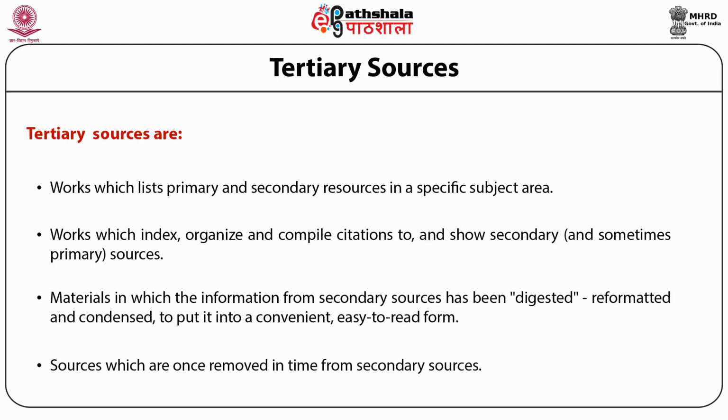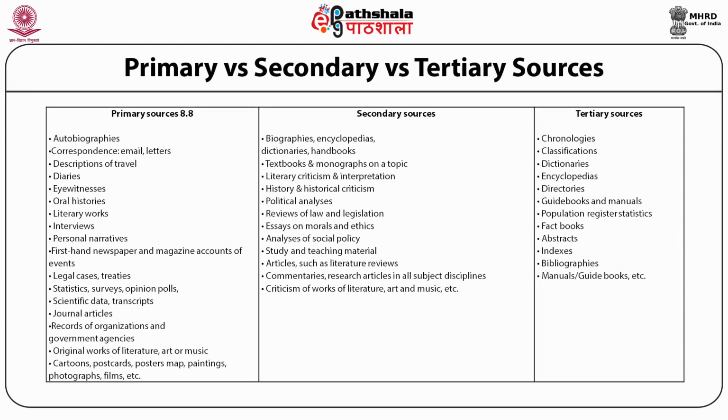Examples of tertiary sources include dictionaries and encyclopedias, indexing and abstracting services, annual reviews, directories, guides to literature, Wikipedia, and similar user-contributed online encyclopedias and reference materials, as well as various digests and school books. We can differentiate primary, secondary, and tertiary sources.